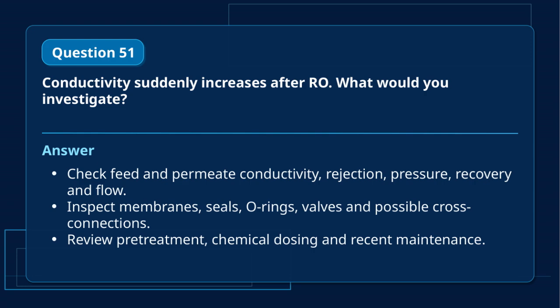Next, I would conduct a thorough inspection of the membranes themselves, along with seals, O-rings, valves, and look out for any possible cross-connections that could be compromising the system. Finally, reviewing the pretreatment processes, chemical dosing, and any recent maintenance activities is crucial, since changes or lapses in these areas may contribute to the problem. By systematically checking these factors, we can identify the root cause of the conductivity spike and take appropriate corrective action.